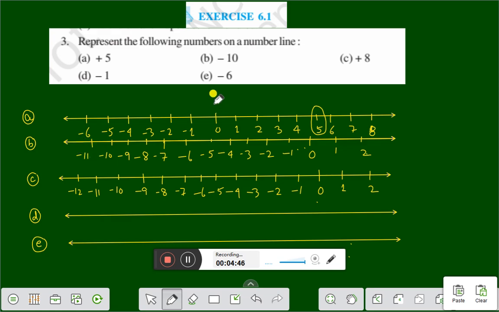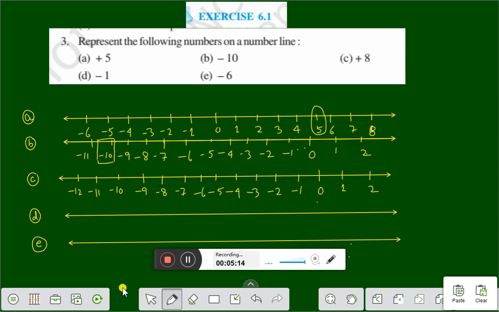Now question B is, you have to represent the number minus 10, right? Here you see this is 0 and the right side is plus 1, 2 and the left side is minus 1, minus 2, minus 3, minus 4, minus 5, minus 6, minus 7, minus 8, minus 9, minus 10. This represents minus 10, right? And this is the value minus 10.